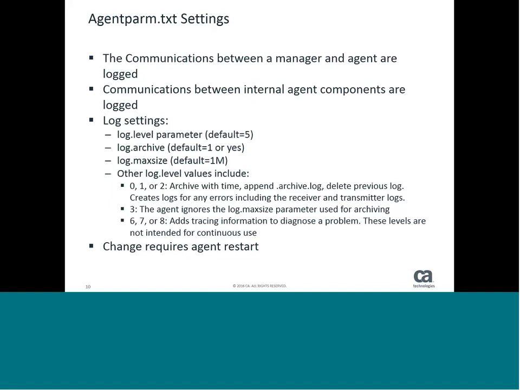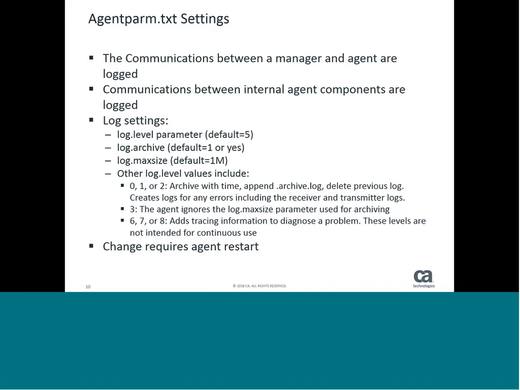However, if you require additional log information, what I would suggest is setting the log.level parameter to 8. However, 6 and 7 are also available to you, and it just provides more verbose tracing to help you out and to help diagnose the problem. Just as I mentioned, it creates more information.